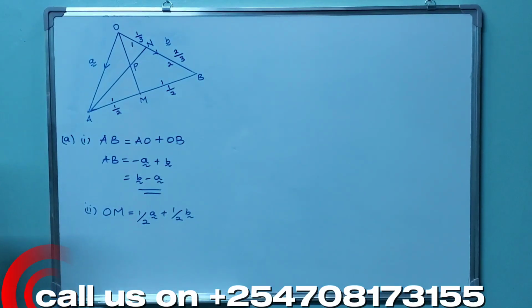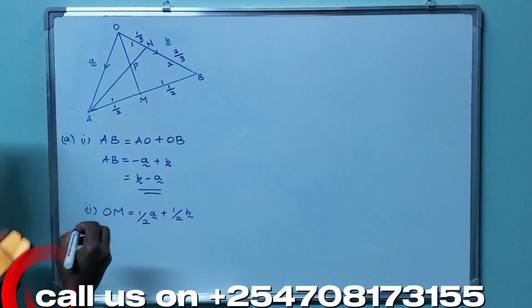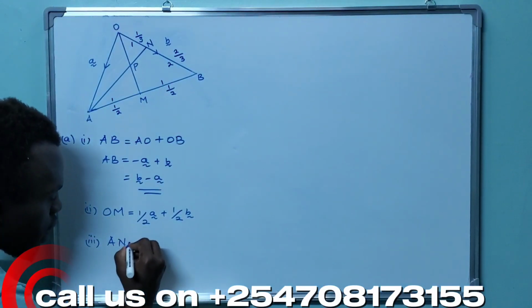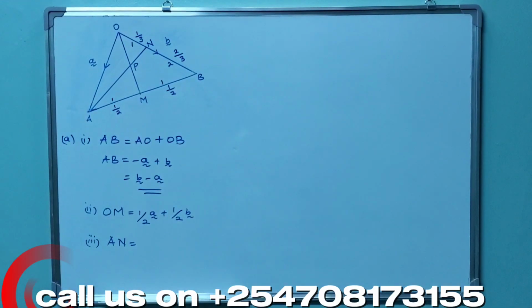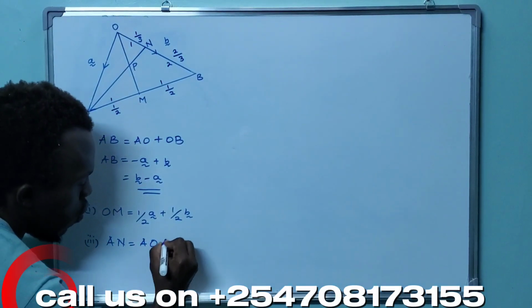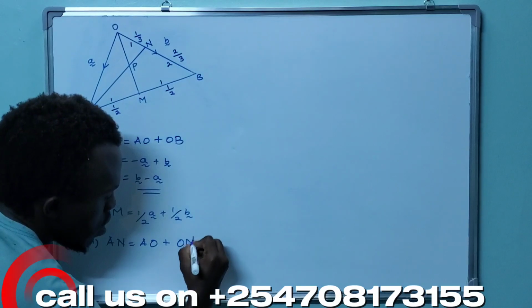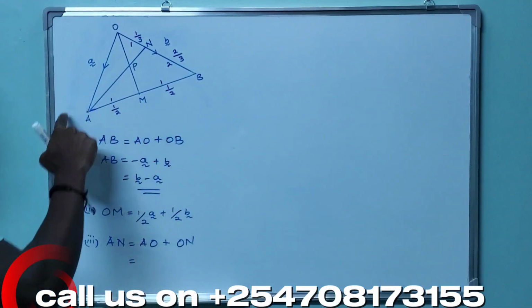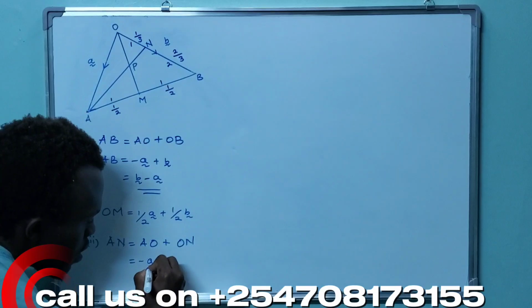Now, Roman 3, you're being told to get AN. That is AN. Now, which direction am I going to use? I'll use this direction. That is AO plus ON. AO, I'm moving against the direction of vector A, which means the vector OA is going to be a negative vector A.